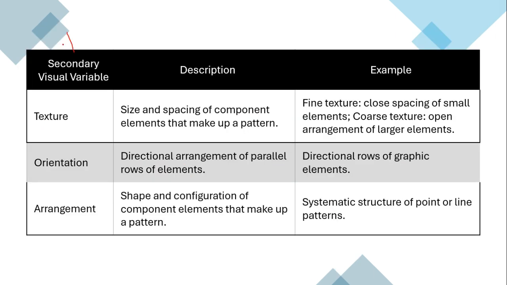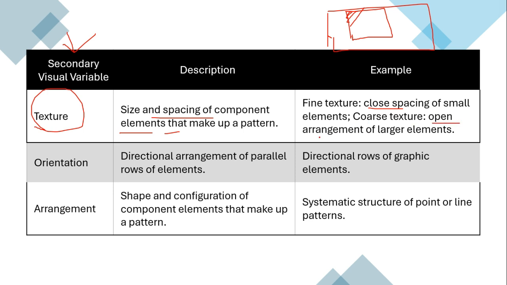Then we have secondary visual variables, their texture. So the size and spacing of component elements that make up a pattern. Like in a geological map, we are representing the geological element, or a soil map. There we have symbols, where in a symbol there are fine textures and coarse textures. So fine texture is used for representing the close spacing of small elements, and coarse texture is used to represent an open arrangement of larger elements. There the texture variable is used in a map.